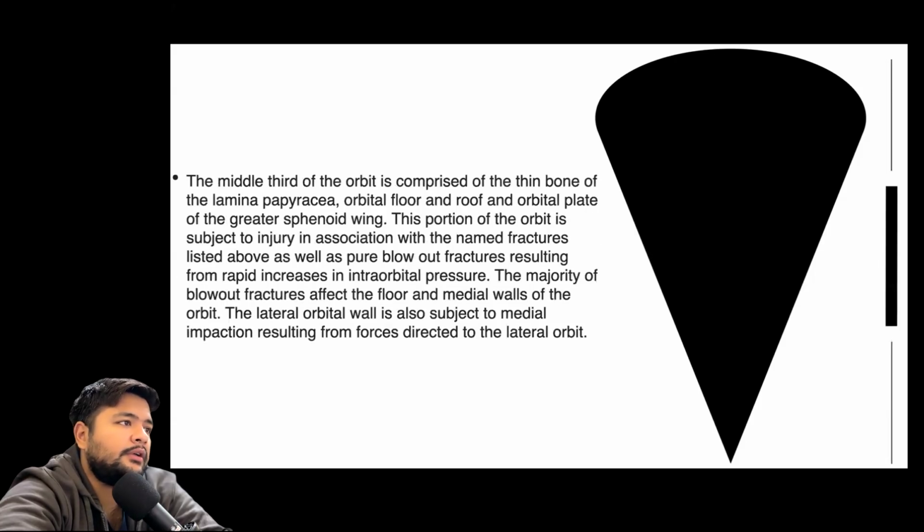Then coming to the middle third of the orbit, it comprises the thin bone of the lamina papyracea, orbital floor, roof, and the orbital plate of the greater wing of the sphenoid. This portion of the orbit is subject to injury in association with the fractures listed above, as well as pure blowout fractures resulting from rapid increases in intraorbital pressure. The majority of blowout fractures affect the floor and medial walls of the orbit. The lateral orbital wall is also subject to medial impaction resulting from forces directed to the lateral orbit.